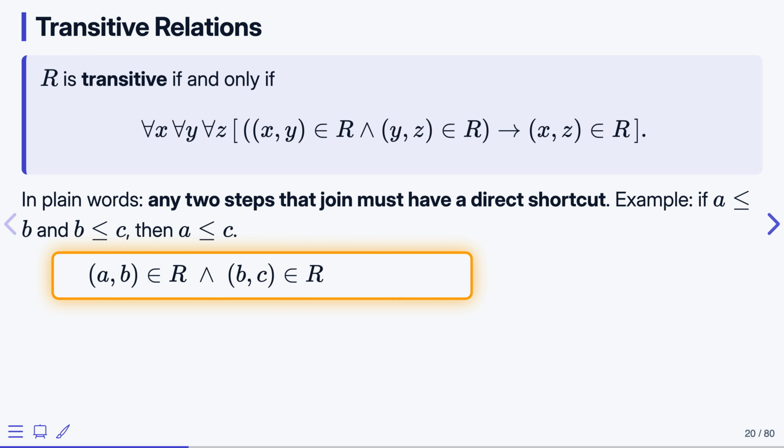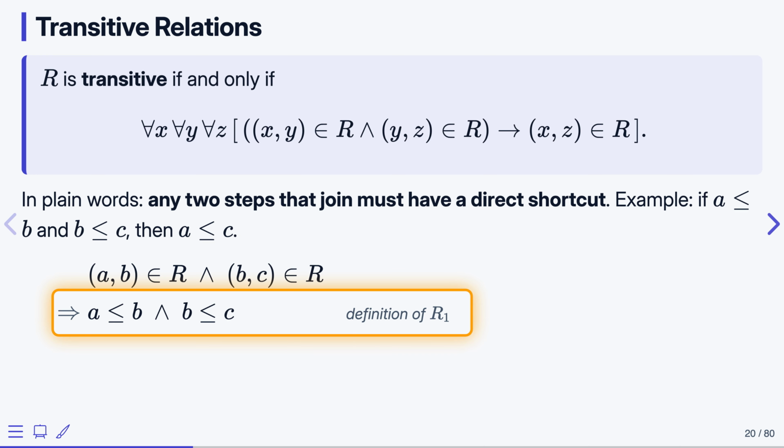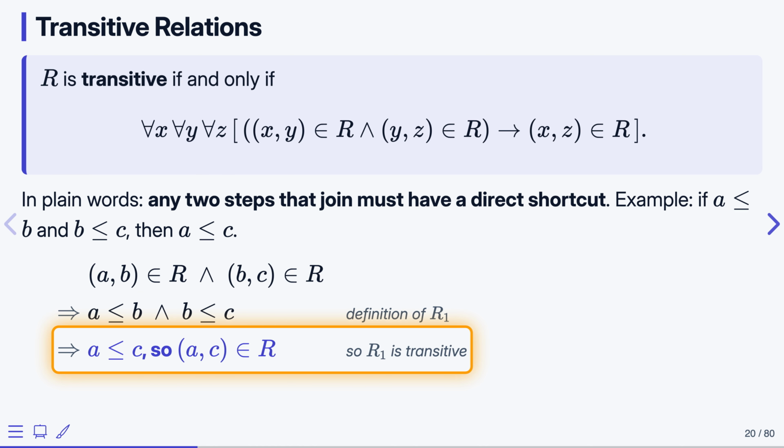Let's work that out for R1, which is less than or equal to. Suppose the pair A, B is in R and the pair B, C is in R. Step 1. By the definition of R1, that means A is at most B and B is at most C. Step 2. Chain the two together. Then A is at most C, so the pair A, C is in R, the shortcut is there, so R1 is transitive.